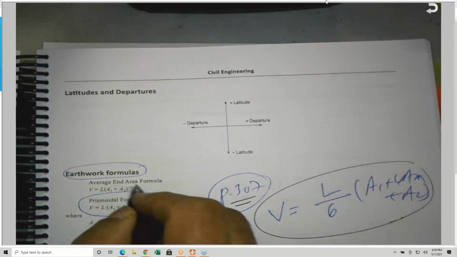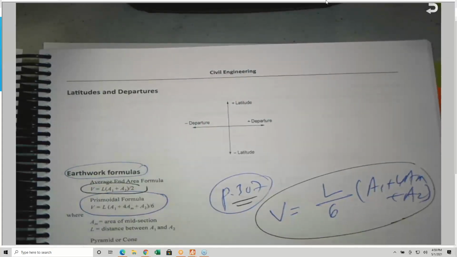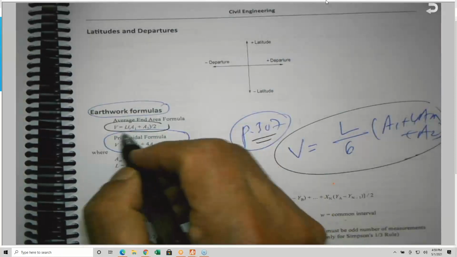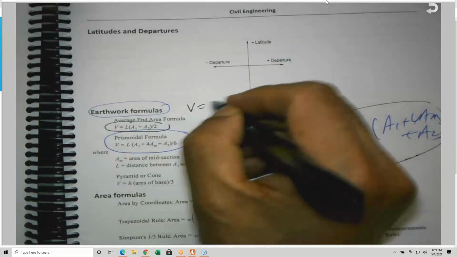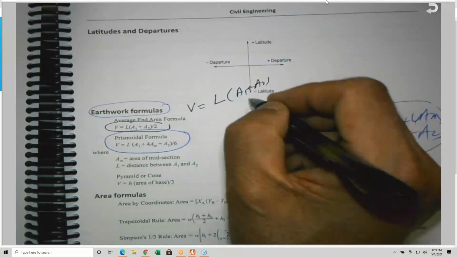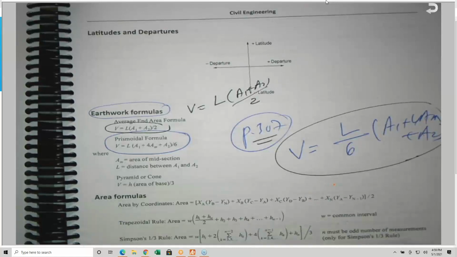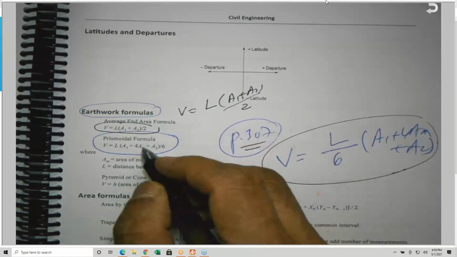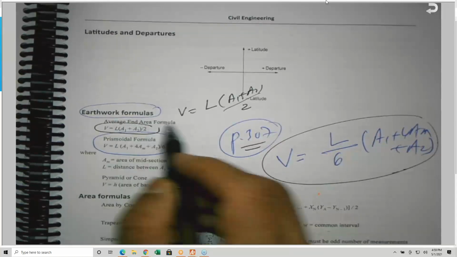This is the equation. Here it is. It's called the average end area method, which is the earthwork formula for volume. They write it this way: L times A1 plus A2 divided by 2. They did not put 27. So this is the volume of the earthwork.